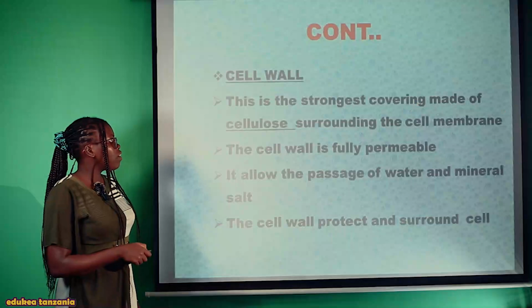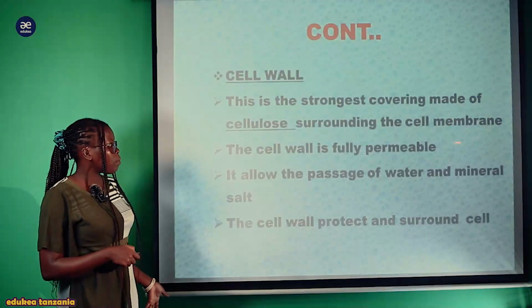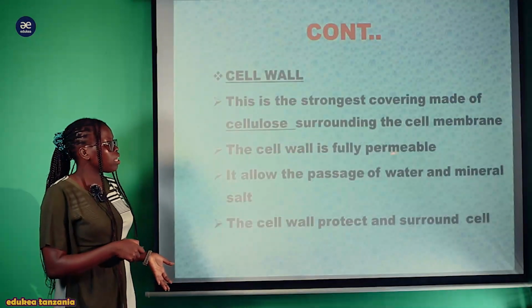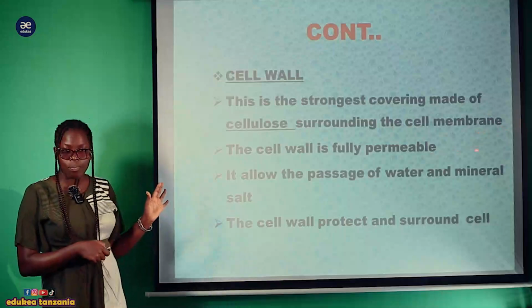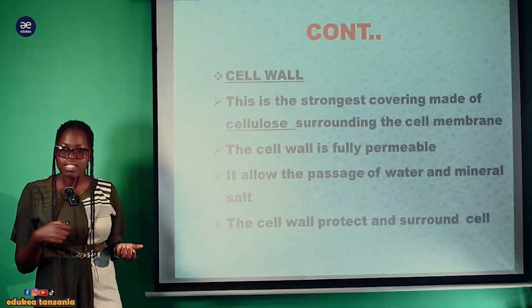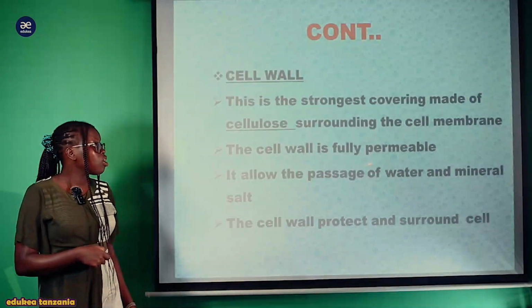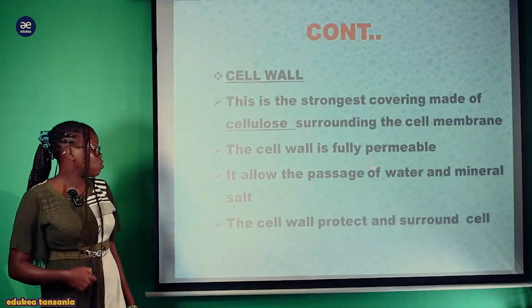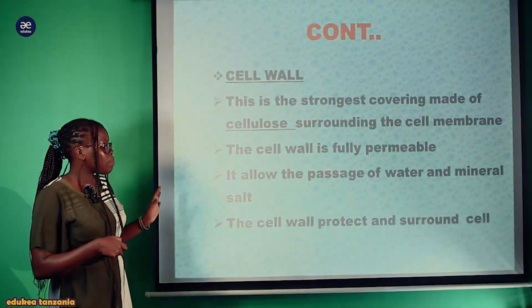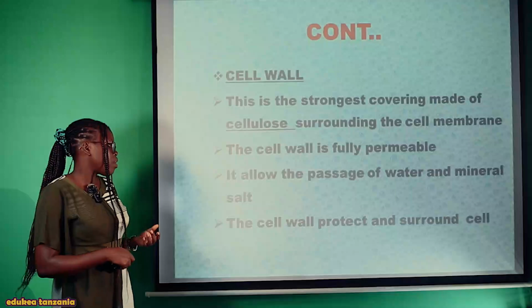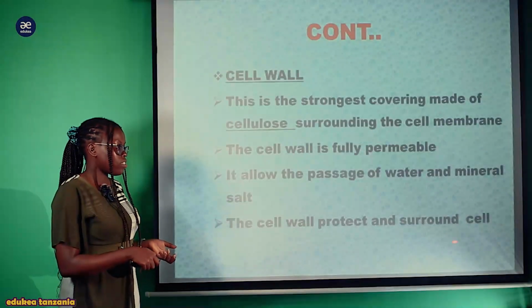So this one is fully permeable. It is not semi-permeable as in the cell membrane. It is fully permeable, meaning that it allows all substances to pass through. So it allows the passage of water and mineral salts. So the cell wall protects the cell. The cell wall's function is to protect and also to maintain the shape of the cell.